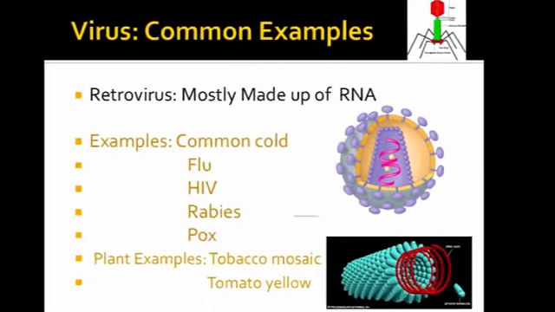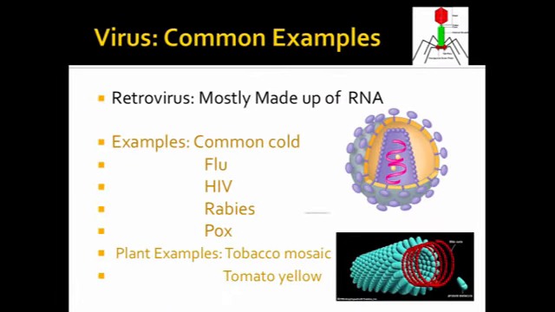So the common cold, flu, HIV, rabies, chickenpox are all very common viruses that exist out there. And then there are an awful lot of plant viruses that are very common as well that you should become familiar with, and that would be the tobacco mosaic virus, which infects tobacco plants. And then there's some, even if you're a vegetable grower, the tomato yellow virus is one that infects tomato plants and diminishes the productivity of producing really nice, healthy fruit. So those are quite common.